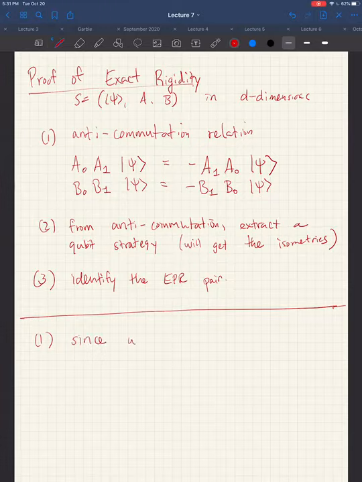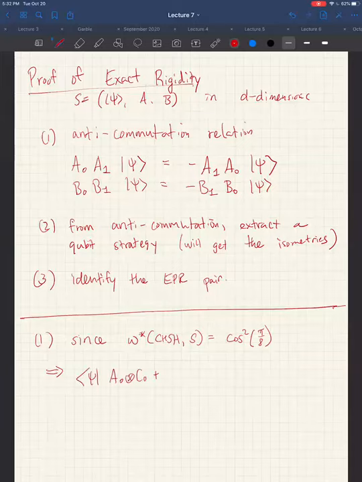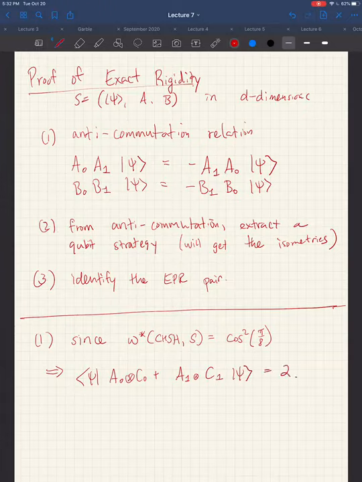So let's start with the fact that this strategy is optimal. It actually means that this previous expression saturates Tsirelson's bound. Not only is it at most 2, it's actually exactly equal to 2. And we're going to get a lot of mileage out of the fact that this is exactly equal. So let's see, what do I want to argue here?